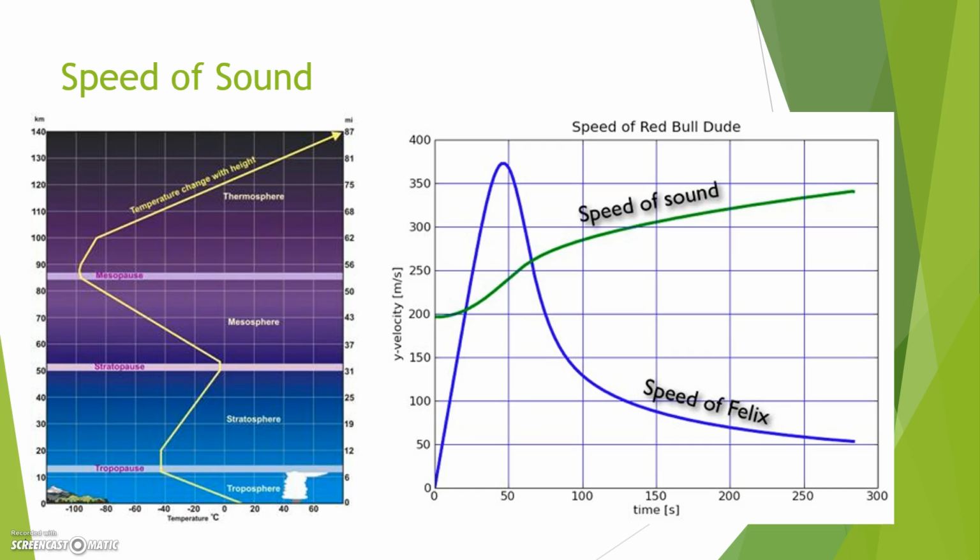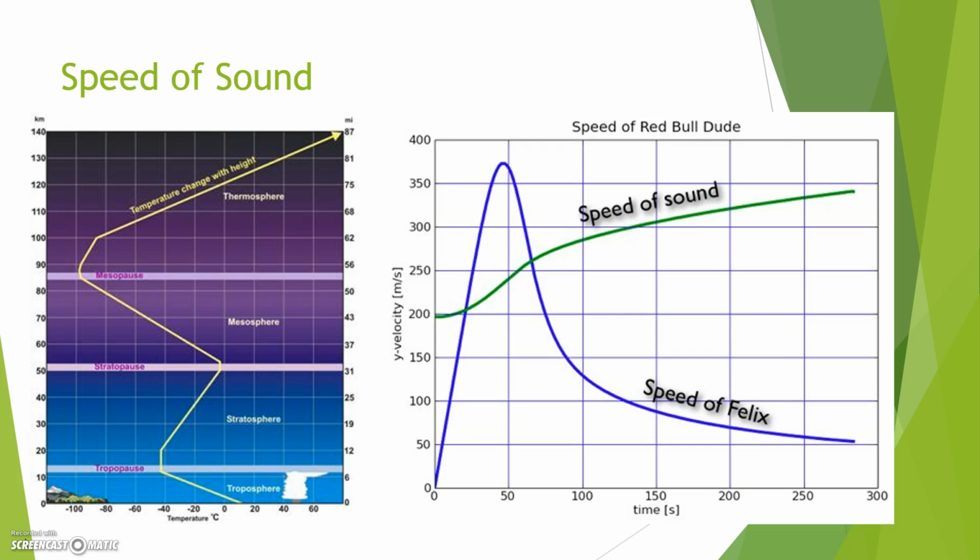Earlier, I defined the speed of sound at 343 meters per second. This was a minor simplification, as this was the speed of sound in dry air at 20 degrees Celsius. Realistically, the speed of sound depends on temperature, and the initial temperature when Felix first jumps was about negative 20 degrees Celsius. The temperature change versus altitude change graph is shown here.